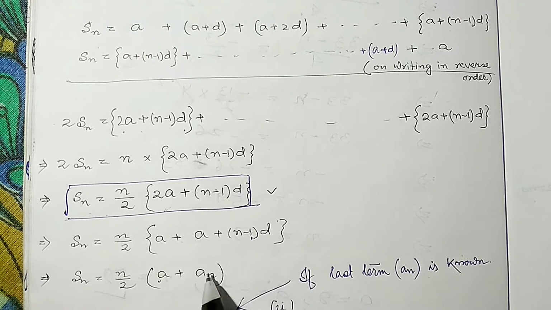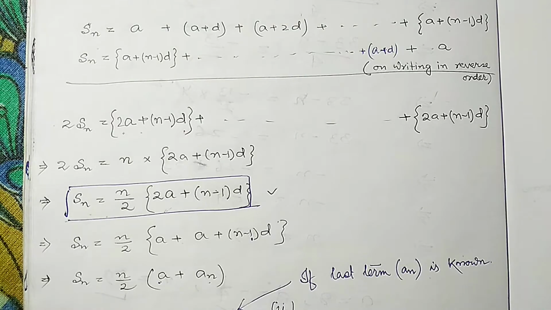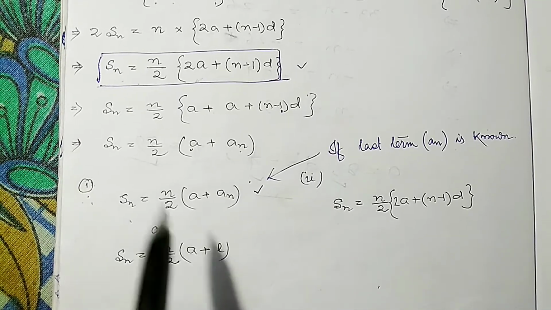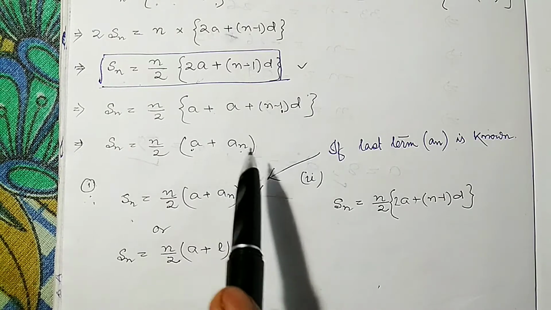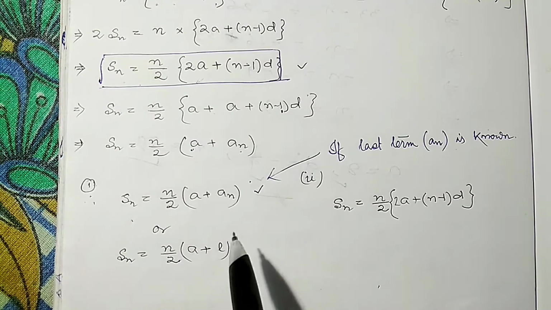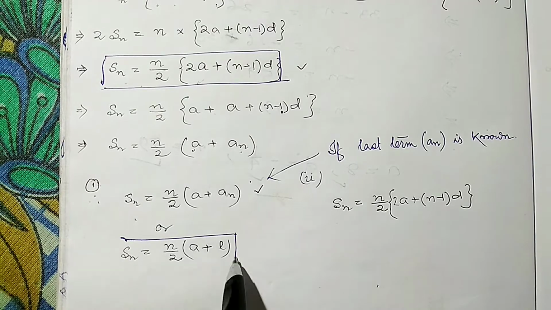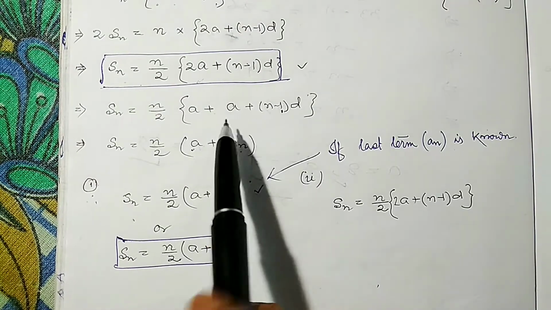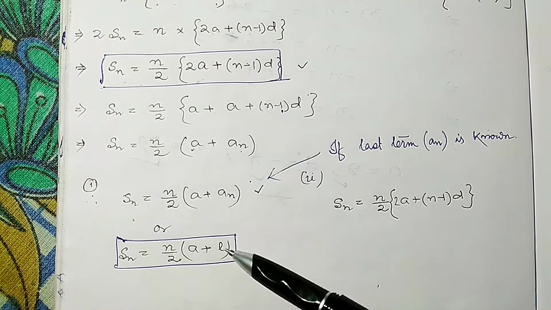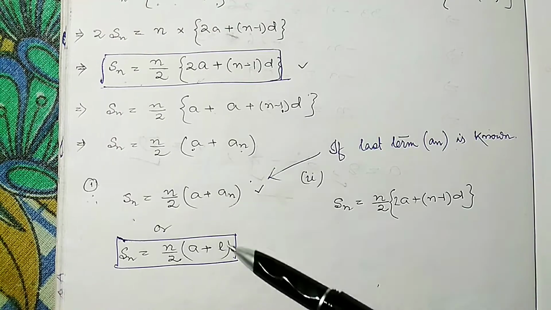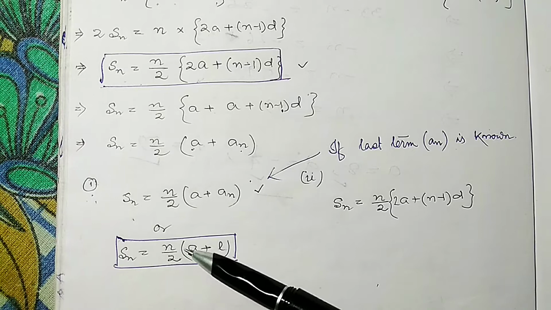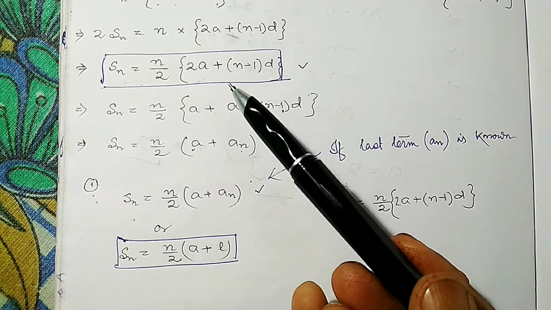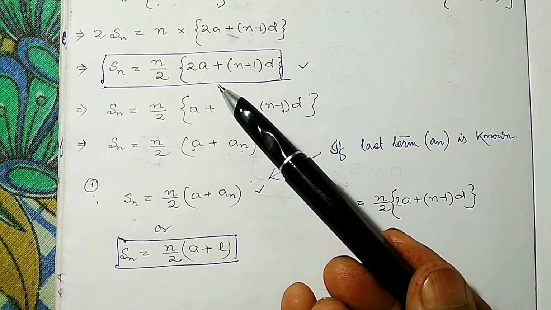Sometimes instead of An, we use L. In that case, we can write Sn equals to n by 2 A plus L. So An can be replaced by L, meaning is same. So this is one sum formula and this is another one. So depending on the situation, we can use this or that. Generally, when last term is known, we use this formula, and if last term is not known, we have to use this. Now we are going to start sums of 5D.